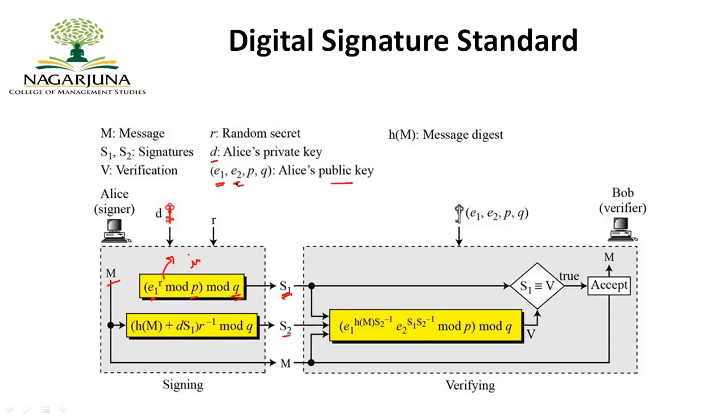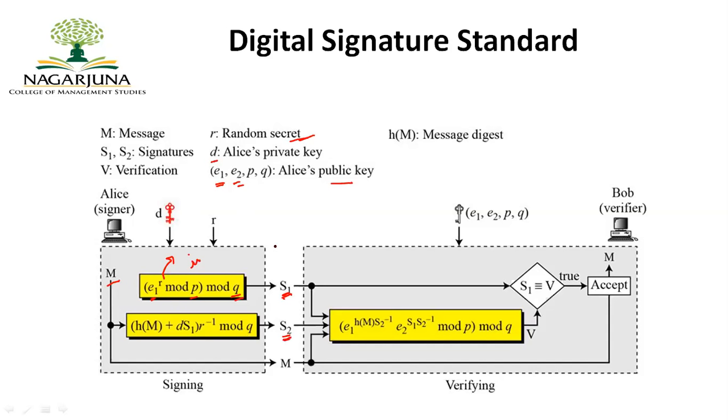As I told you, the digital signature standard makes use of a hash function, that is SHA, the Secure Hash Algorithm. The message sent from Alice is subjected to the hash function, and then she performs a sum operation with the private key and a product operation with the digital signature S1, which is then divided by the random secret integer R, and performs a mod operation with Q, generating S2.